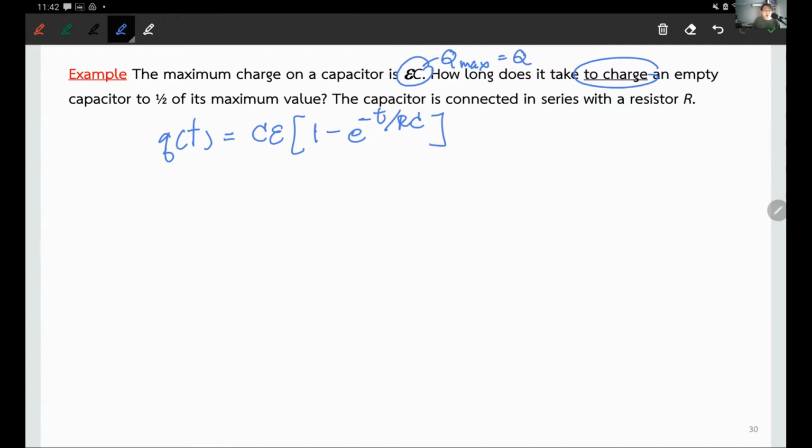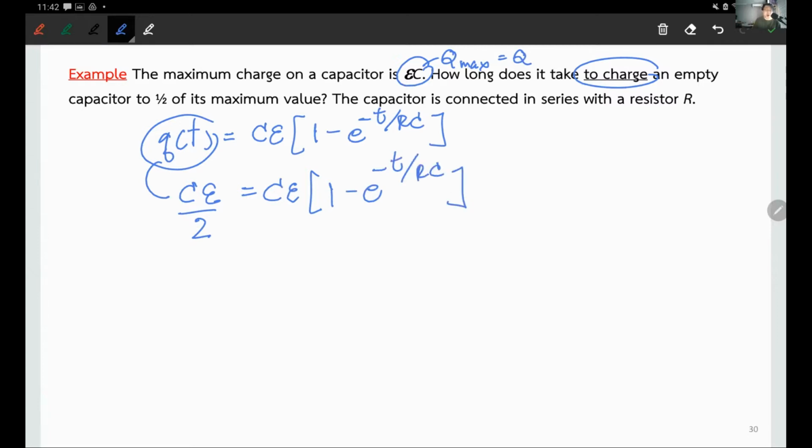Okay, so they want to know how long it takes to reach half the maximum. So all you need to do is set this to be CE over 2. Just half of the maximum. Very good. So this one is just like you plug in the value of the charge on the left and solve for the t on the right. CE cancels. Yeah, very good. And now I can manipulate this one a bit.